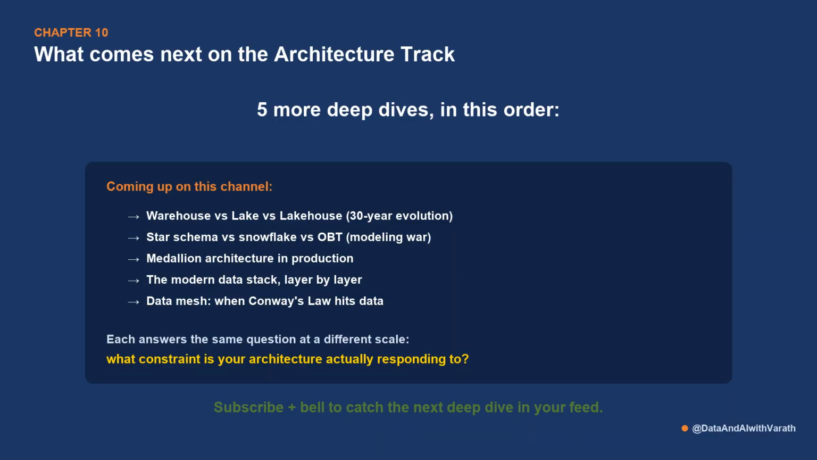This is episode 1 of the architecture track on this channel. 5 more deep dives are coming. Warehouse versus lakehouse. Star schema versus snowflake versus one big table. Medallion architecture in production. The modern data stack, layer by layer. And data mesh, where Conway's law hits your data platform. Each answers the same question at a different scale. What constraint is your architecture actually responding to?